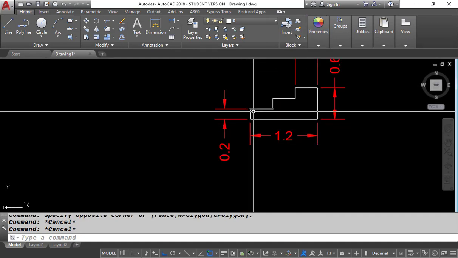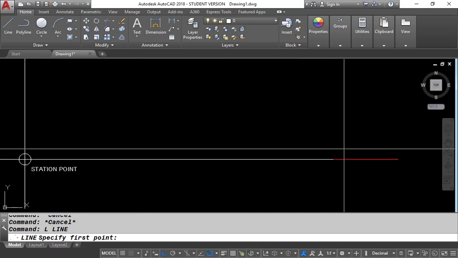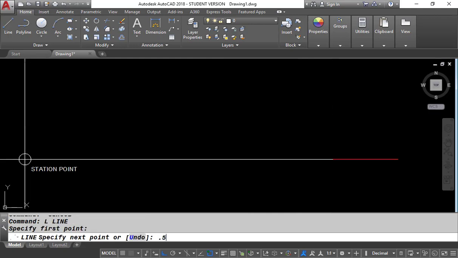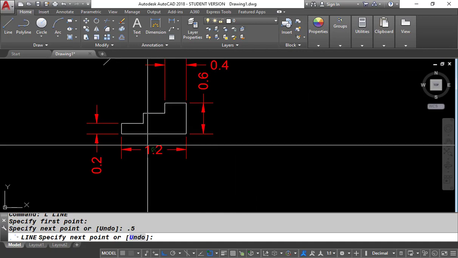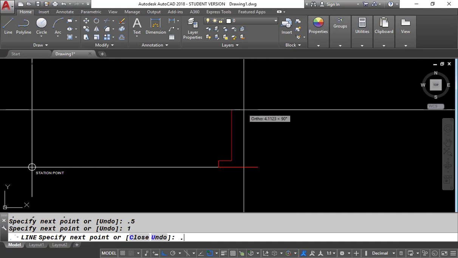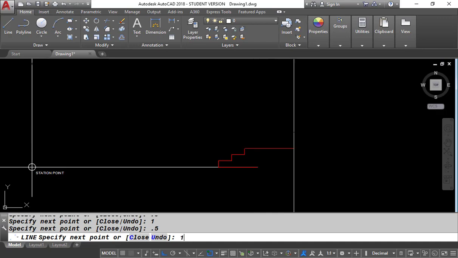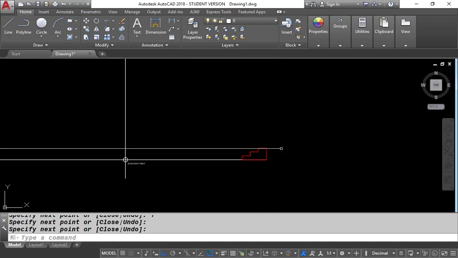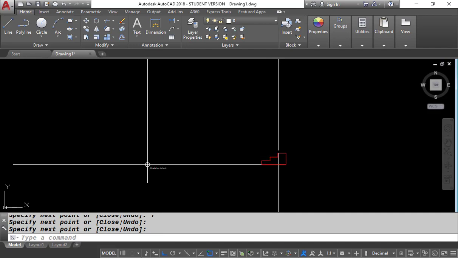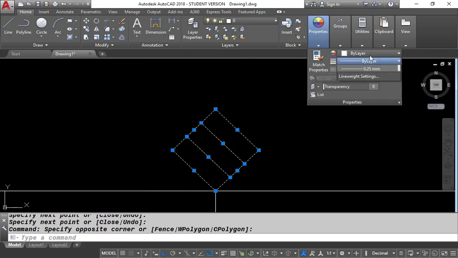Now vertical height is 0.2. So 0.2 divided by 0.4, so that becomes 0.5. So I will draw the vertical line from here 0.5. Horizontal line is 0.4, so 0.4 divided by 0.4 becomes 1. Vertical 0.5, horizontal 1, vertical 0.5, horizontal 1, and finally close. So this is our side view of this staircase. This is our plan of the staircase. So I will select this and let us apply the color red.